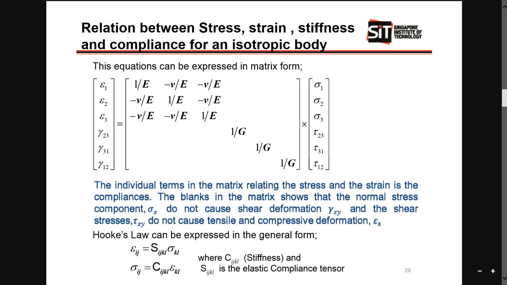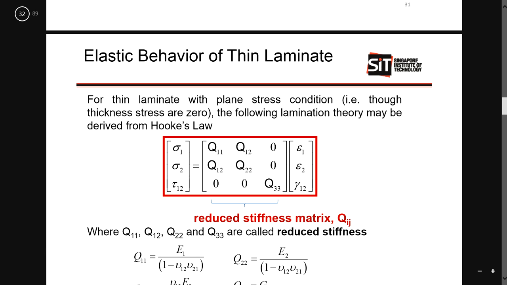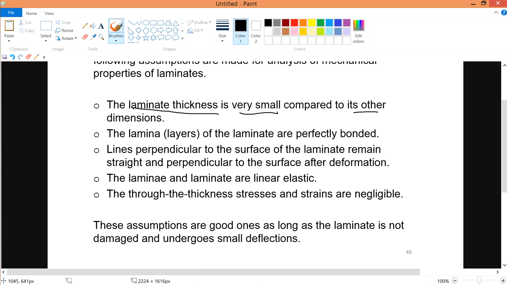If it doesn't look like a plate, then you're going to have this type of matrix coming out, which is very big. That's why we have to simplify things in terms of a plate. So this is why we are talking about the plane stress assumption. Hopefully this is pretty clear.